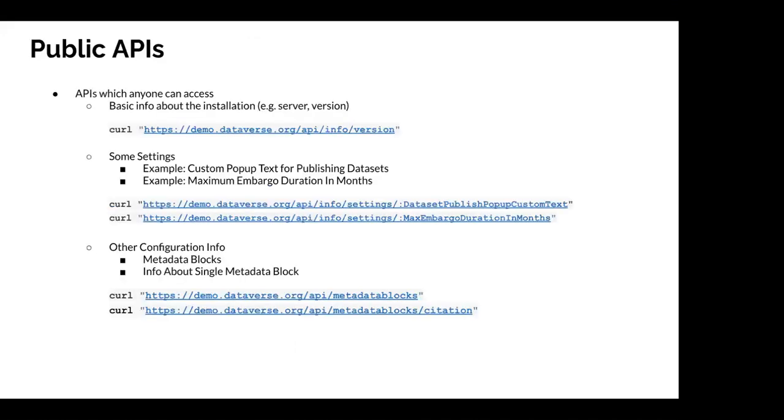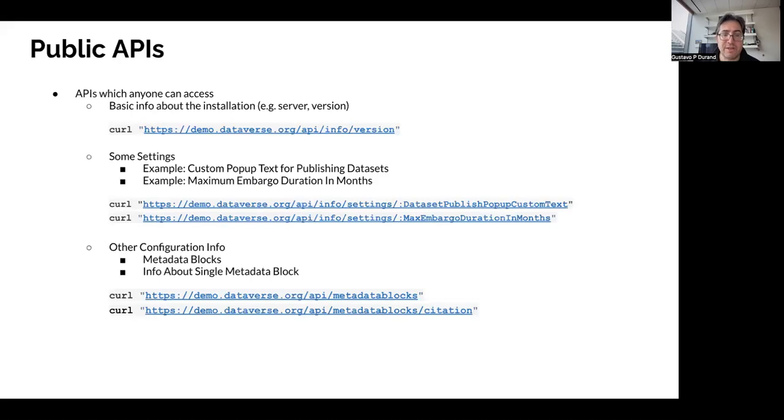Okay, so let's look at some sample APIs that can be accessed for Dataverse. We'll start with some public APIs we have. These are APIs that anyone can access. If you go to the terminal window right now and cut and paste this first command, curl demo.dataverse.org/api/info/version, or you type it out, you'll be able to run it. You'll be able to see what version of Dataverse the demo is running.